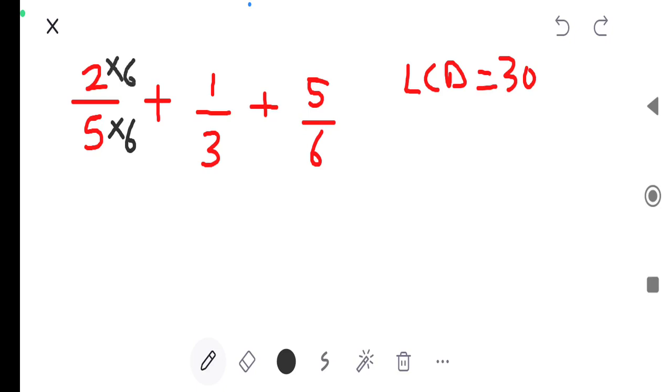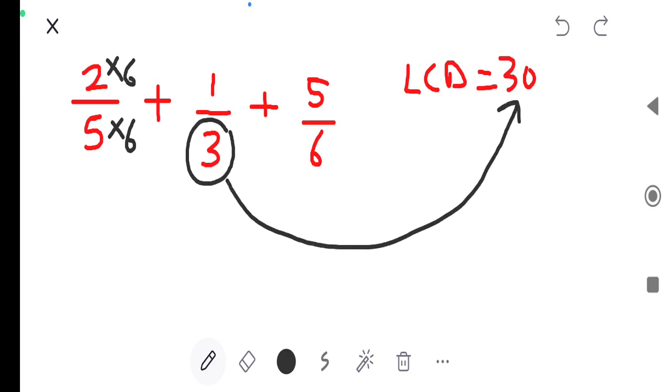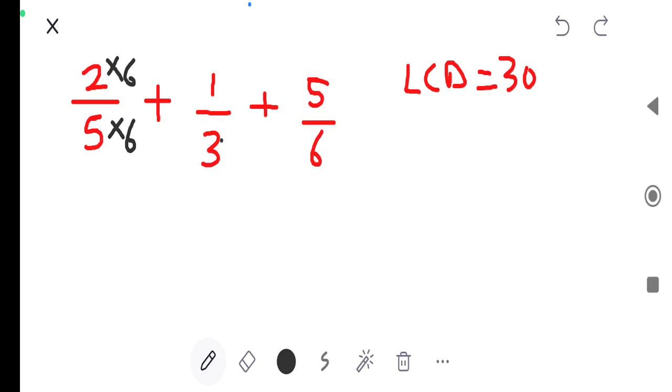Then you move to the second denominator, which is 3. 3 times what number will give 30? I think it should be times 10. So you write times 10 here. What you do to the denominator of a fraction, you must do the same thing to the numerator. So I'll go up and also do times 10.